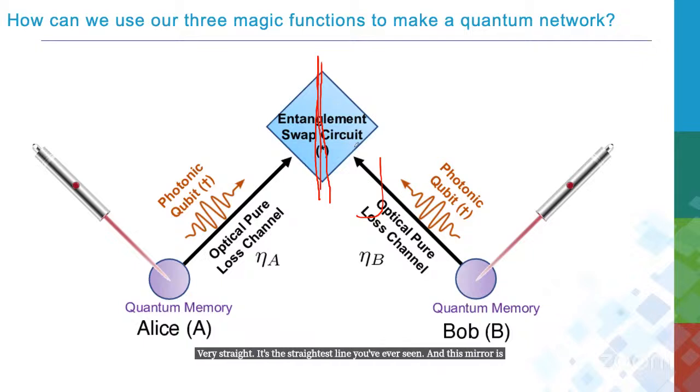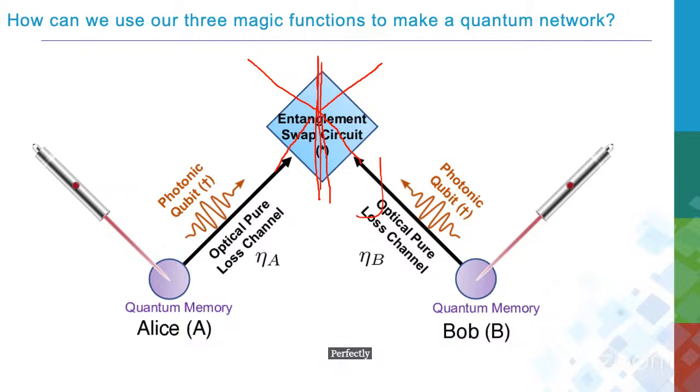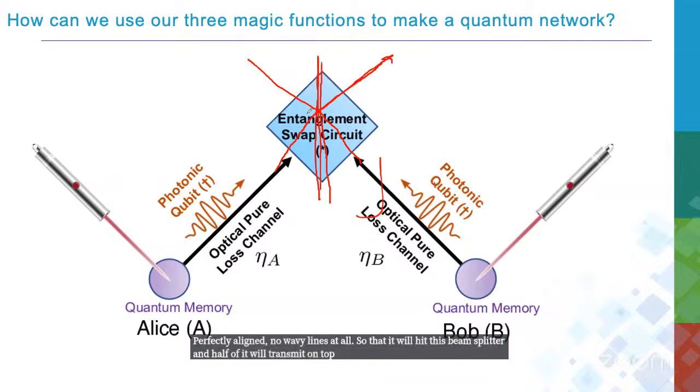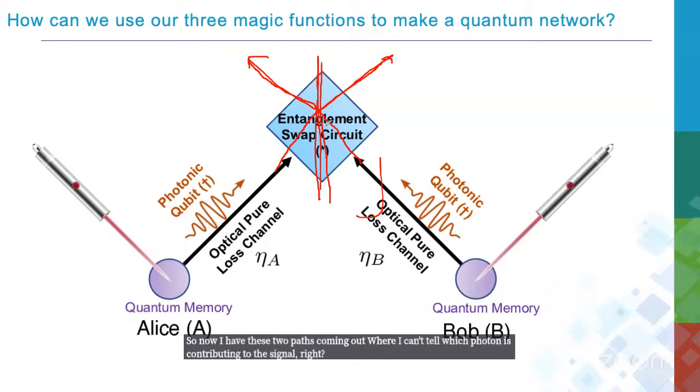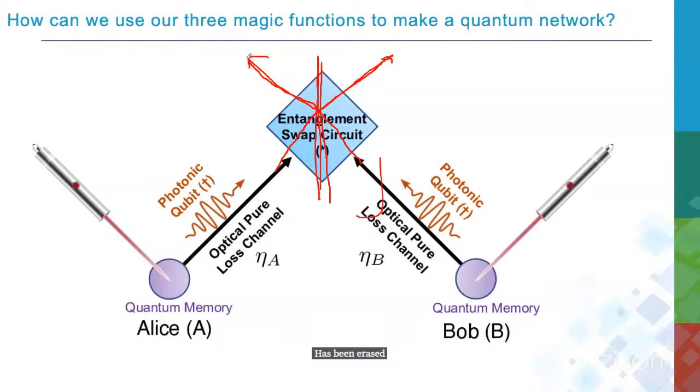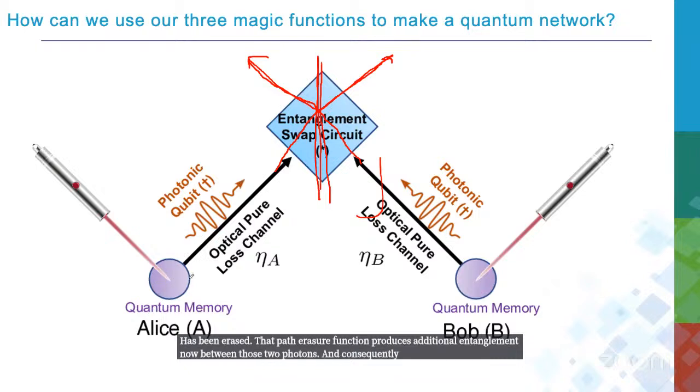And this mirror is 50% reflective coming in from either direction. So this photon is going to come in, and half of it is going to transmit this way, and half of it is going to reflect that way. And this one is perfectly aligned, so that it will hit this beam splitter, and half of it will transmit along the top, on top of the other one's reflection, and its reflection will perfectly align and travel along the top of the other one's transmission. So now I have these two paths coming out where I can't tell which photon is contributing to the signal. The path information about which photon has produced the signal in each of these two output channels has been erased. That path erasure produces additional entanglement now between those two photons, and consequently these two spins.